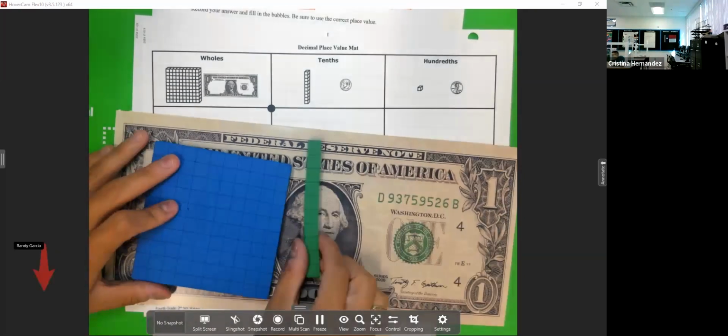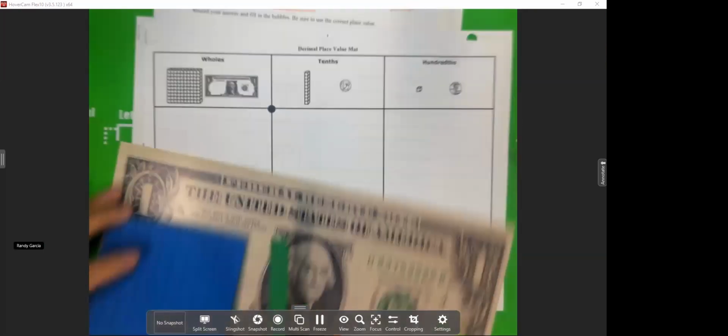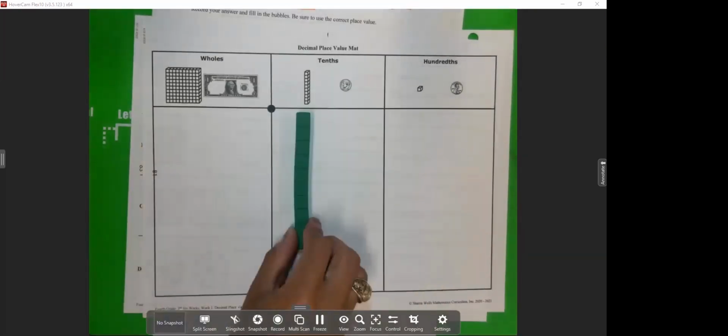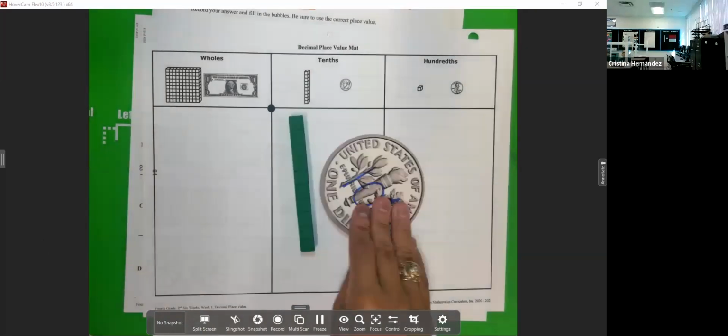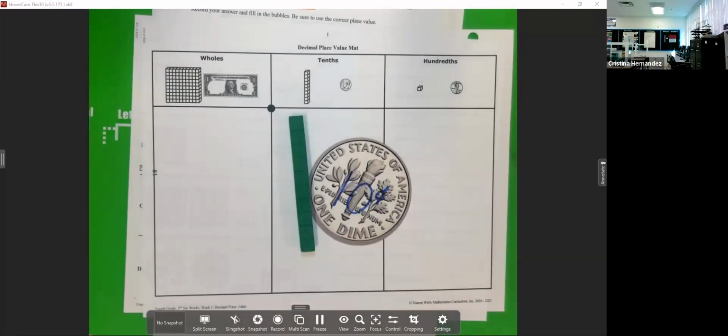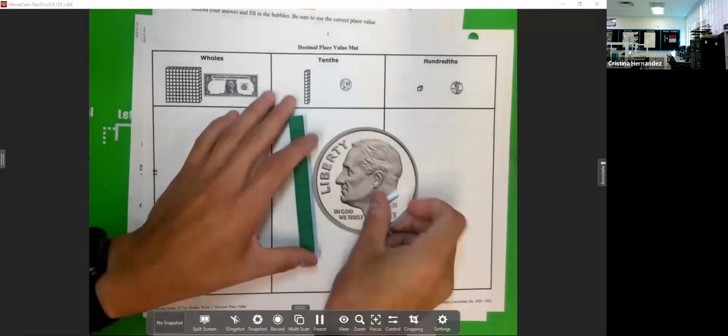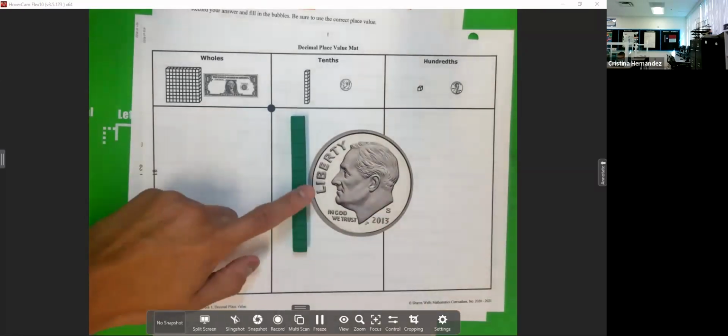This is equal to how much? $10? Not $10, 10 cents. 10 cents. So that's equivalent to this, right there. My dime looks different. Nope. That's equivalent. So how many of these does it take to make $1?